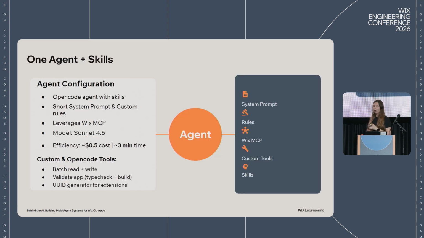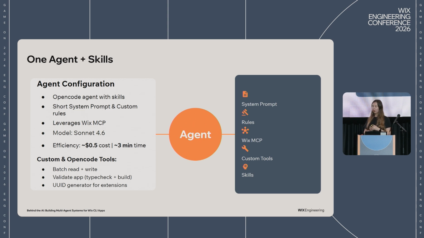So we started using OpenCode. It's an open source AI coding agent, free, with the Sonnet 4.6 that is not free, and a short system prompt and custom rules to make it focused on generating apps, Wix MCP to get the SDK docs. OpenCode came with built-in tools, and we created batch read and batch write custom tools, validate app that runs type check and build, and ID generator for extensions. And also we load it with the skills that I showed you before.